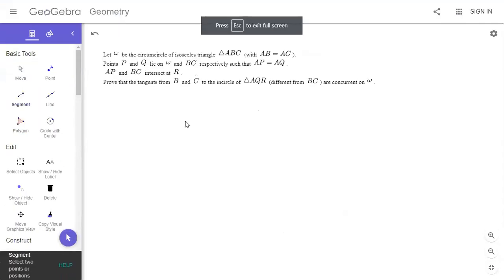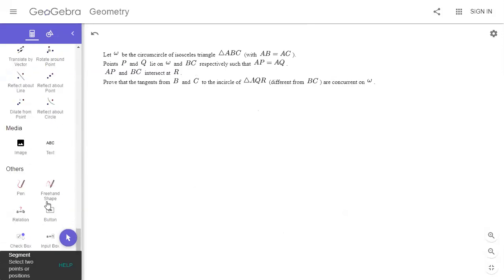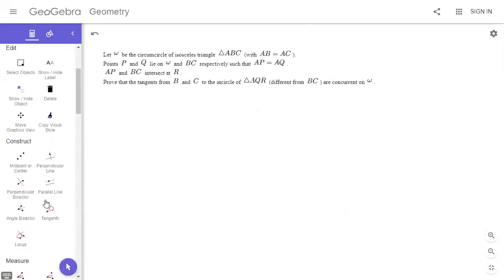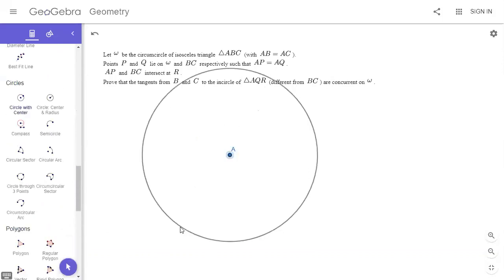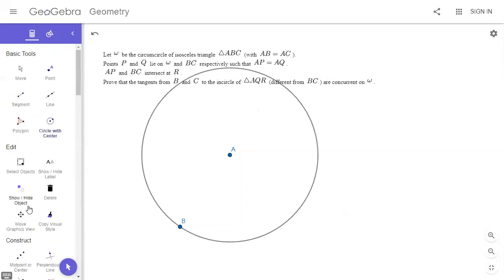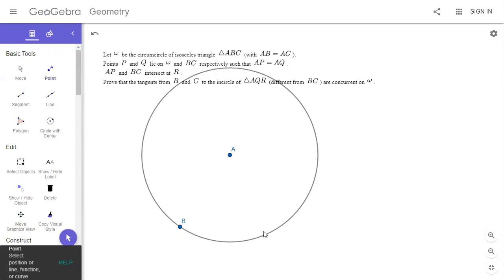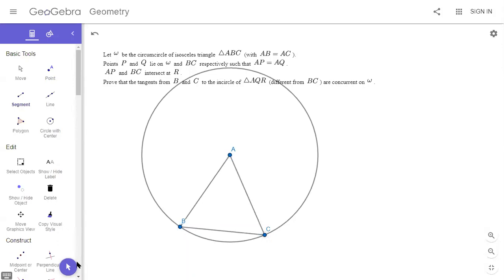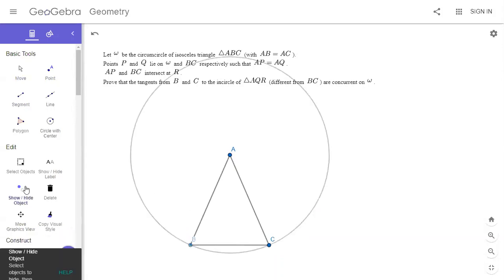So let omega be the circumcircle of an isosceles triangle ABC. Hold on just a sec. What am I doing? Okay, so we have an isosceles triangle ABC. I'm not sure. I do think I did look at the problems from Iran team selection test when I was choosing these. So it could be from Iran, I don't know. Yeah, I should probably write down where I find each of the problems.